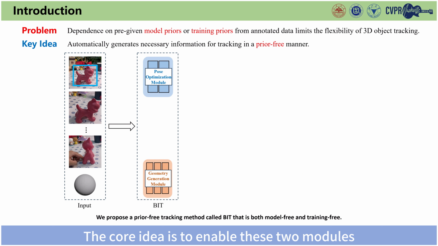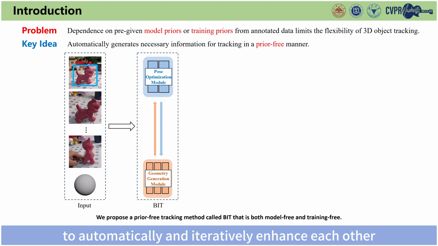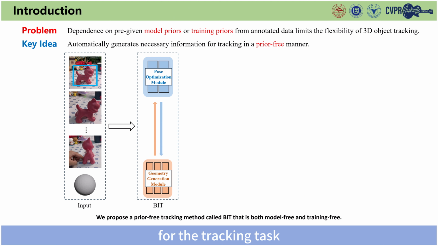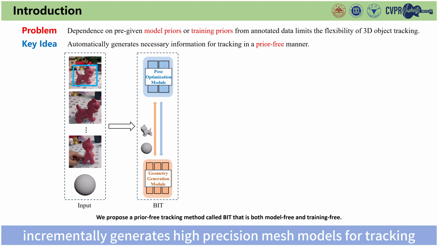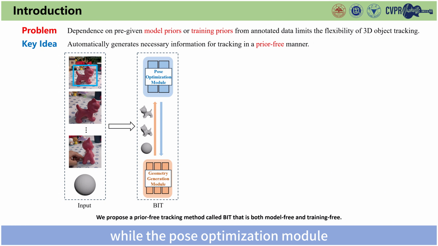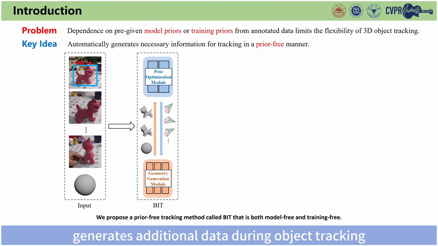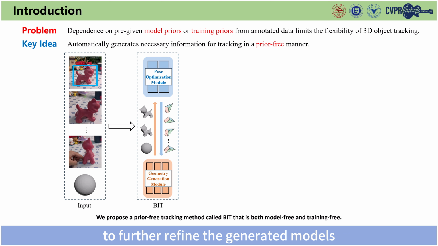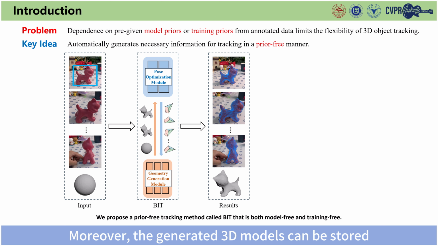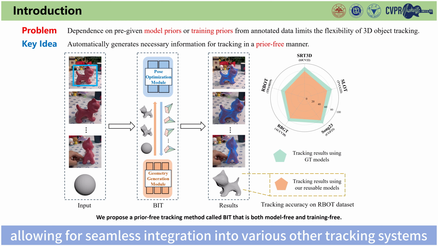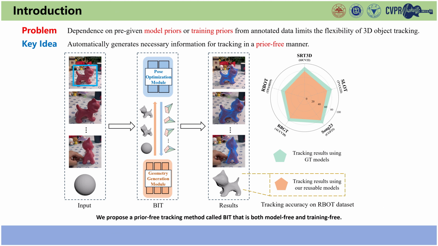The core idea is to enable these two modules to automatically and iteratively enhance each other, gradually building all the necessary information for the tracking task. The geometry generation module incrementally generates high-precision mesh models for tracking, while the pose optimization module generates additional data during object tracking to further refine the generated models. Moreover, the generated 3D models can be stored and easily reused, allowing for seamless integration into various other tracking systems.